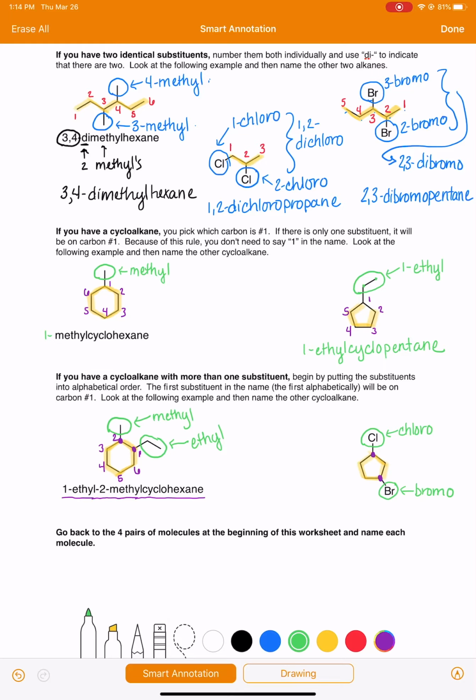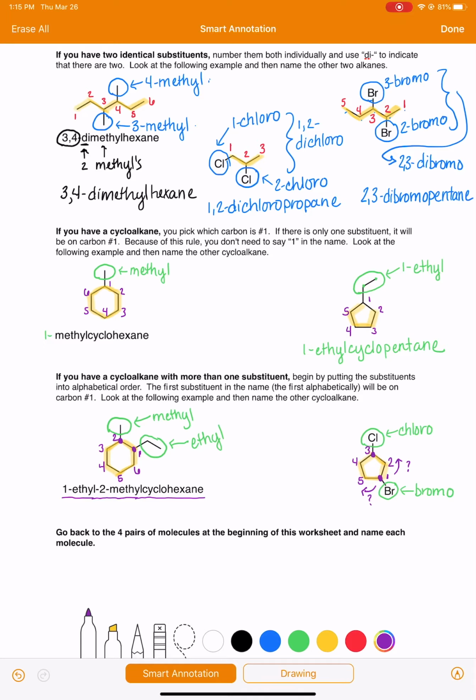We want to give the number 1 position to the substituent that comes first in the alphabet. Bromo versus chloro. Bromine comes first alphabetically, so its carbon is going to be carbon number 1. And then as we continue to number around the ring and trying to decide which way to go, clockwise or counterclockwise, our goal is to get to the chlorine as fast as possible, which means that we want to go counterclockwise so that chlorine is on carbon number 3.